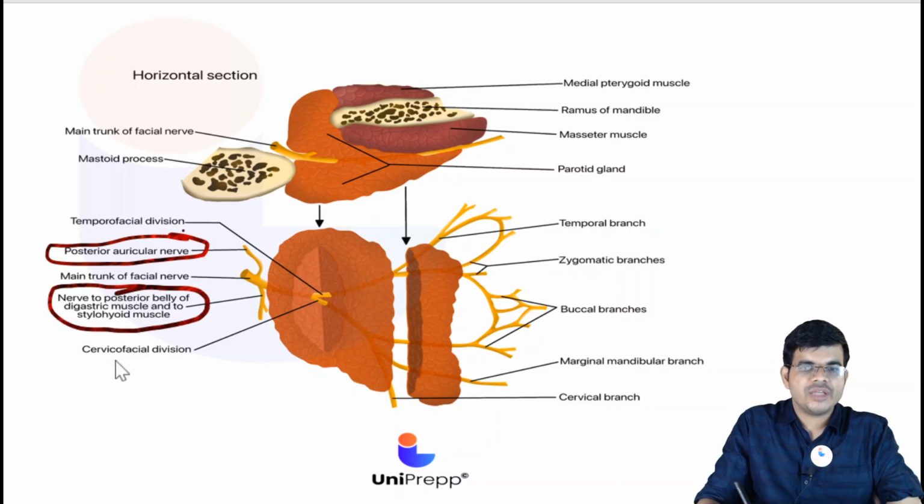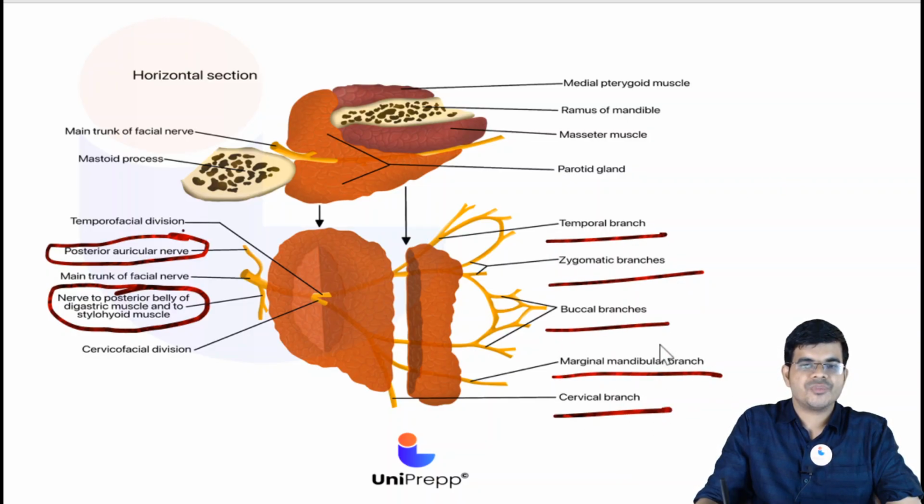Now this is the branch which is going into the posterior belly of digastric as well as the stylohyoid muscle, and within the parotid gland it divides into two, and here this is forming a plane within the parotid gland. That is what is called the facial-venous plane of Patey, and this facial nerve divides into two, that is the temporofacial and the cervicofacial part. That is further divided as the temporal branch, zygomatic branch, buccal branch, marginal mandibular branch, and the cervical branch.